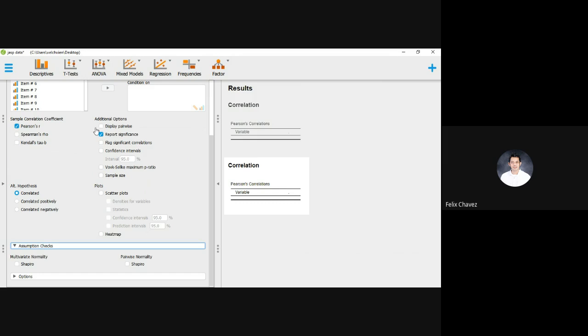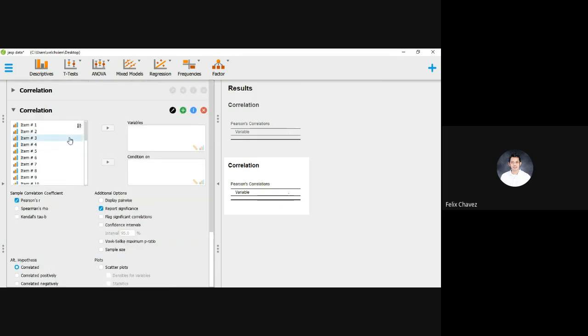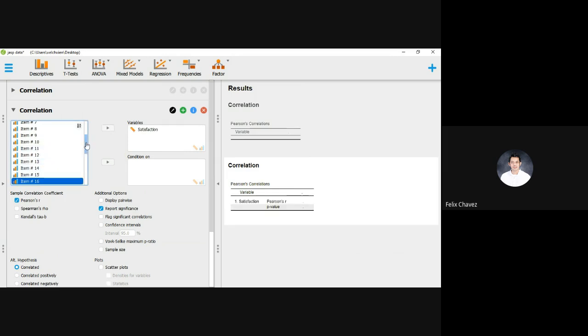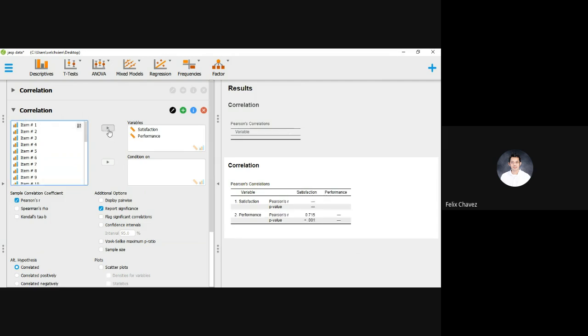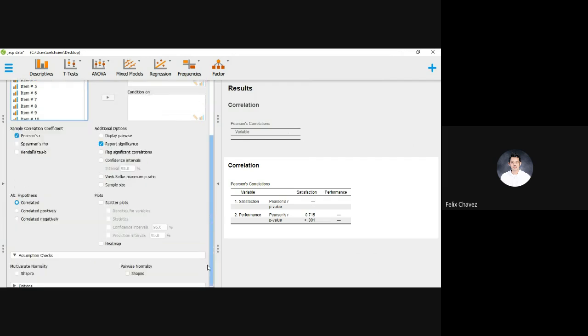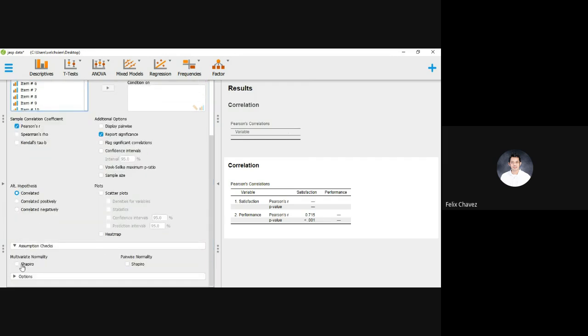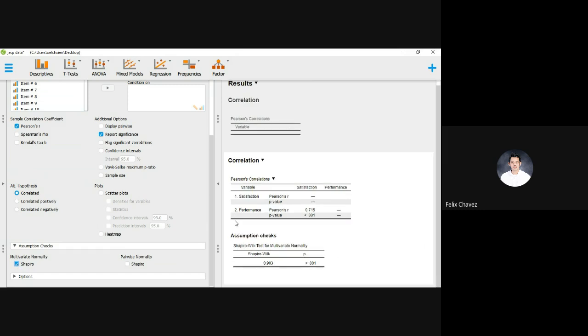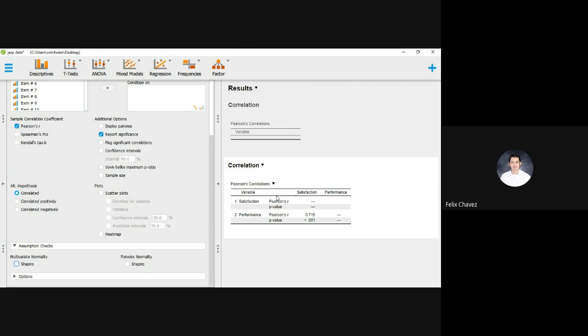So, pwede yan siya. But we will transfer the overall mean of satisfaction in the variables and the overall mean of performance in the variables. Okay? So, automatic naman itong JASP. In the output view, makikita mo kaagad the results of the analysis.